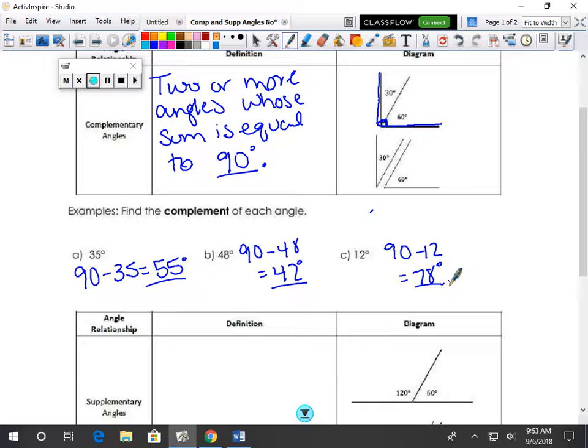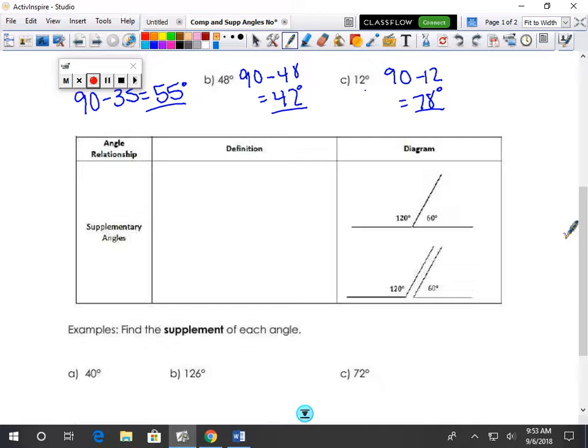So complementary angles are 90 degrees. Hopefully that leads into the understanding of supplementary angles, which in this case would be two or more angles whose sum is equal to 180 degrees.